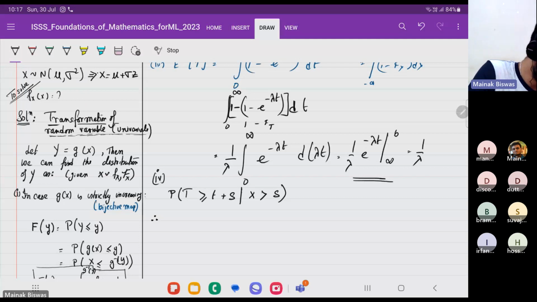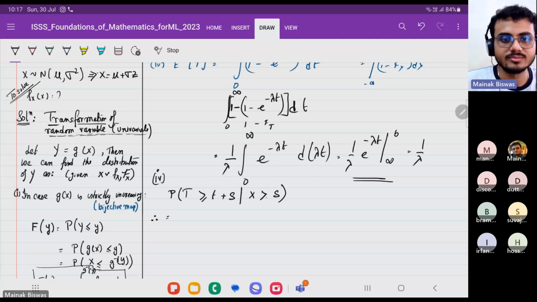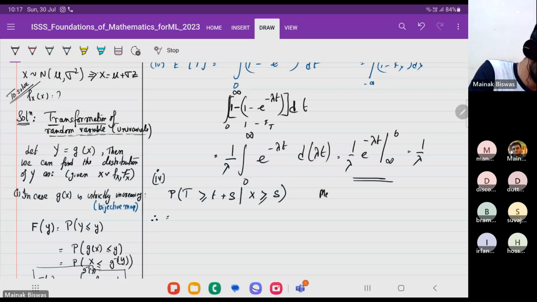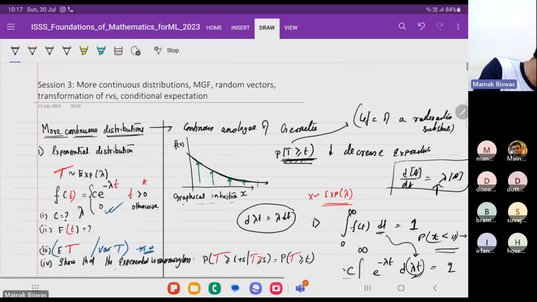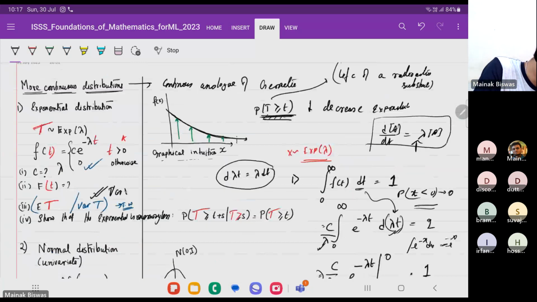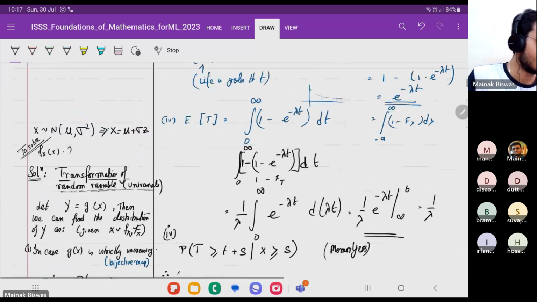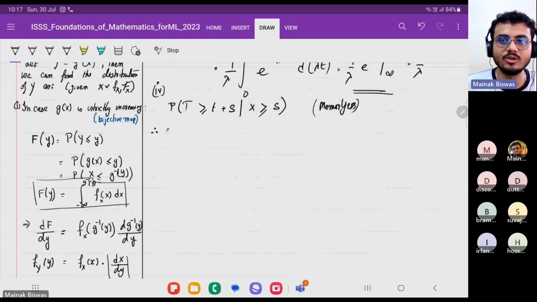Whoever was telling me the answer to this memoryless property, tell me how to do it. So expected value I have shown you, please find the variance. Variance of t. You will be surprised to see what you will get. Anyways, tell me, how will I do this? We did it yesterday.